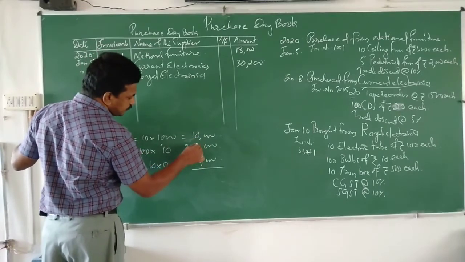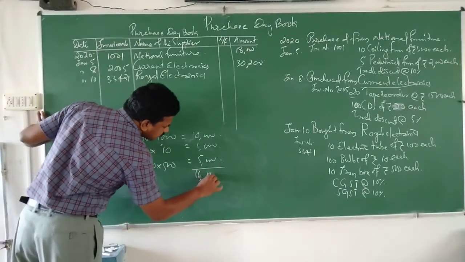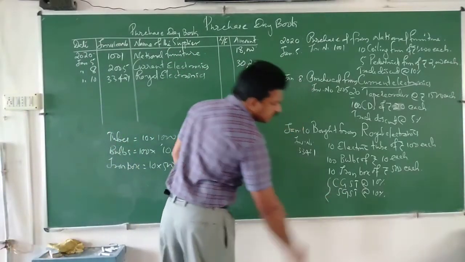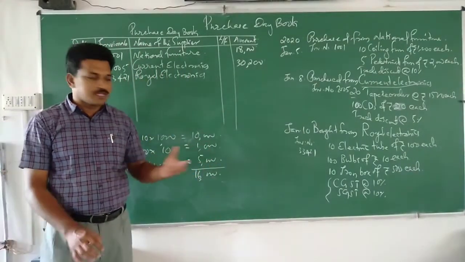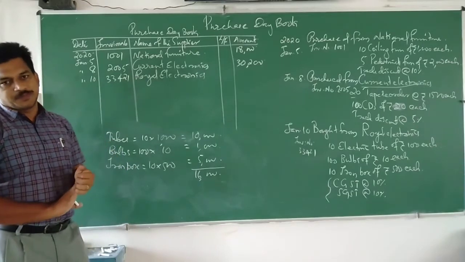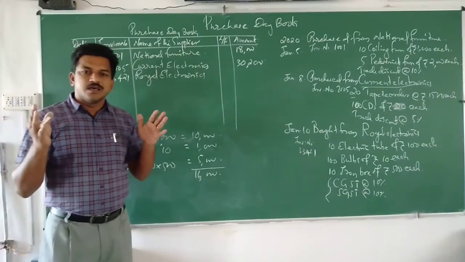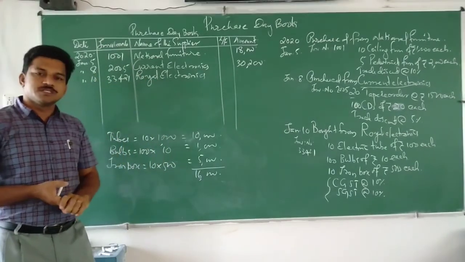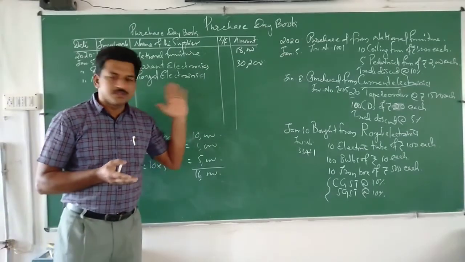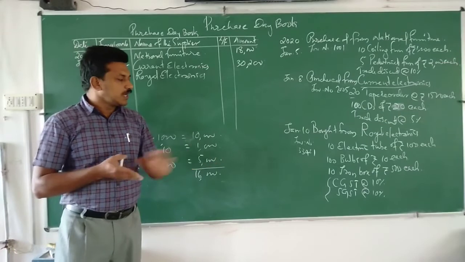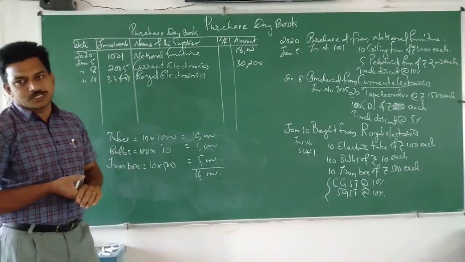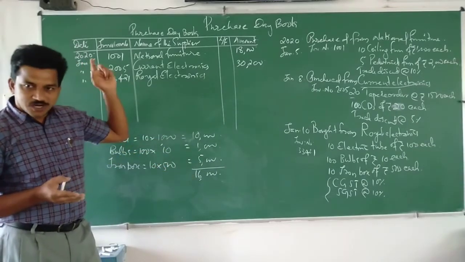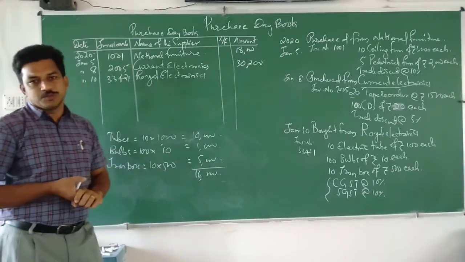Then 16,000 is the total. CGST. GST is there. GST may be 12% or 8%, 18% like that. So here for convenience we made it 10%. See, if GST is there, that will be made into two parts, CGST and SGST. CGST means Central Goods and Services Tax, that will go to the central government, and the state government will get SGST, State Goods and Services Tax. So out of this, 10% will go to the central government and 10% will go to the state government.